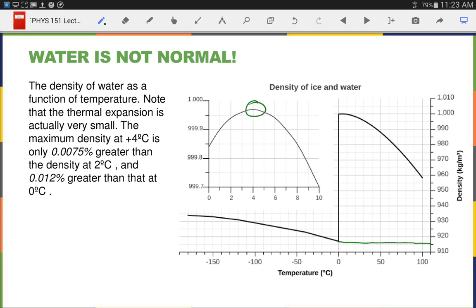Okay, we're out of time. I want to ask you the clicker question. The clicker question was, what would happen if ice sank?